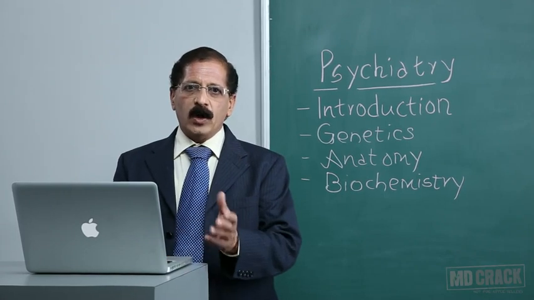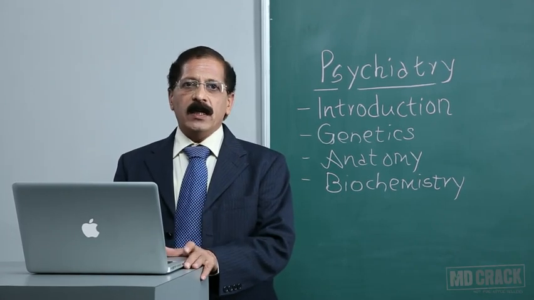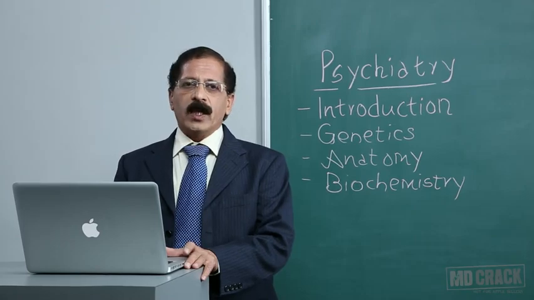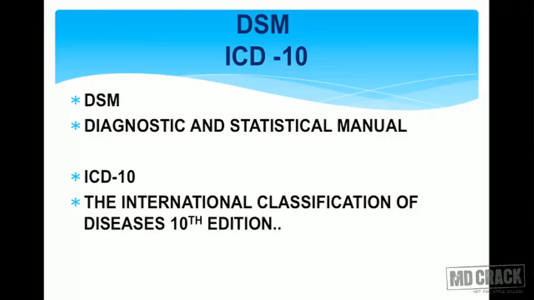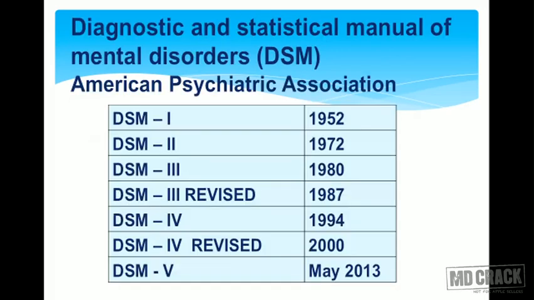What is the basis to classify the various psychiatric disorders? There are two important methods of classifying the psychiatric disorders. The first one is called DSM and the second one is called ICD-10. What's DSM? DSM is Diagnostic and Statistical Manual. And the second one is ICD-10, the International Classification of Diseases, 10th edition.